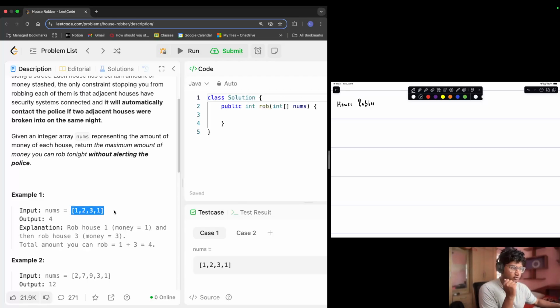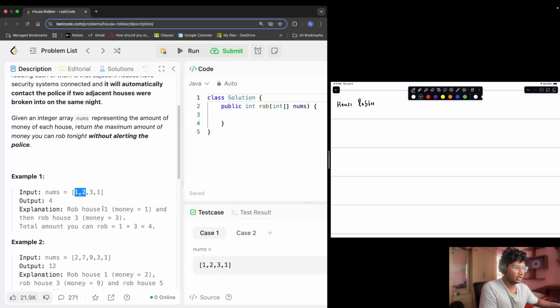But there's a catch to the problem. The catch is that each adjacent house is rigged with an alert system. Basically, if you go to this house and then you go to this house, the cops get alerted, right? But if you go to the first house and then the third house, the cops won't get alerted.